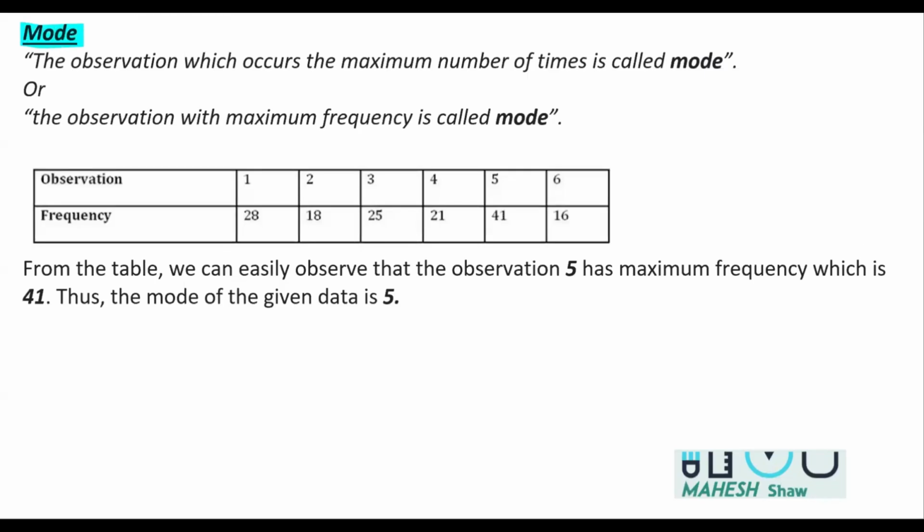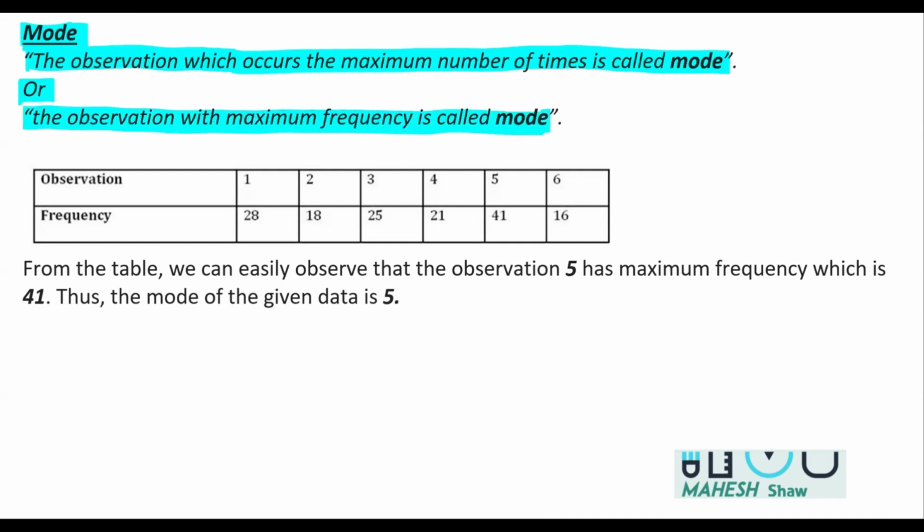In this video, we are going to understand what is mode and how to find out mode. By definition, the observation which occurs for the maximum number of times is called mode, or you may say the observation which is having maximum frequency. Look into this data. Observation 5 has the maximum frequency. Therefore, we'll say that 5 is the mode of this data, because the observation 5 has the maximum frequency.